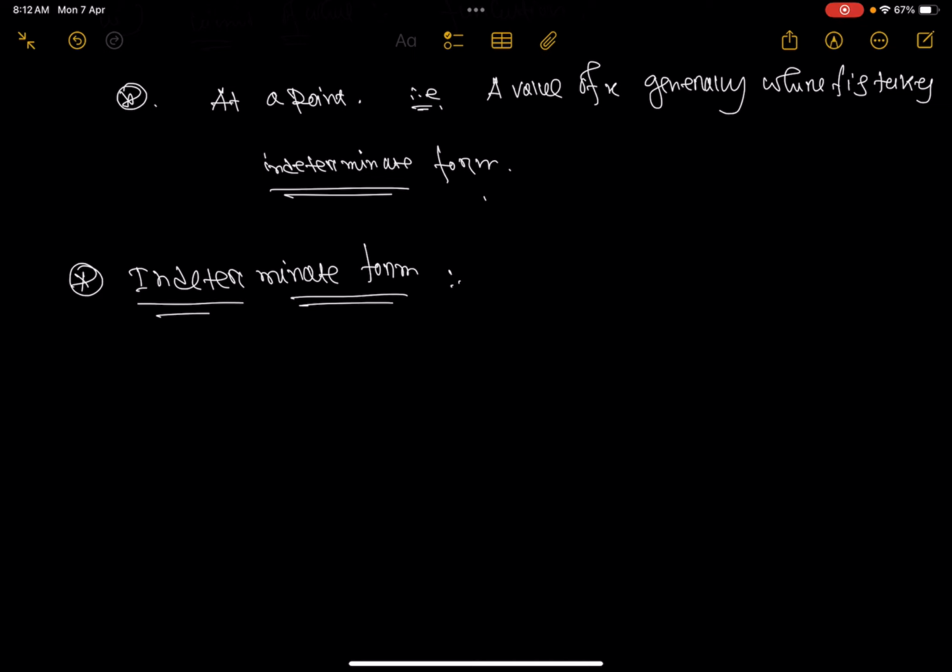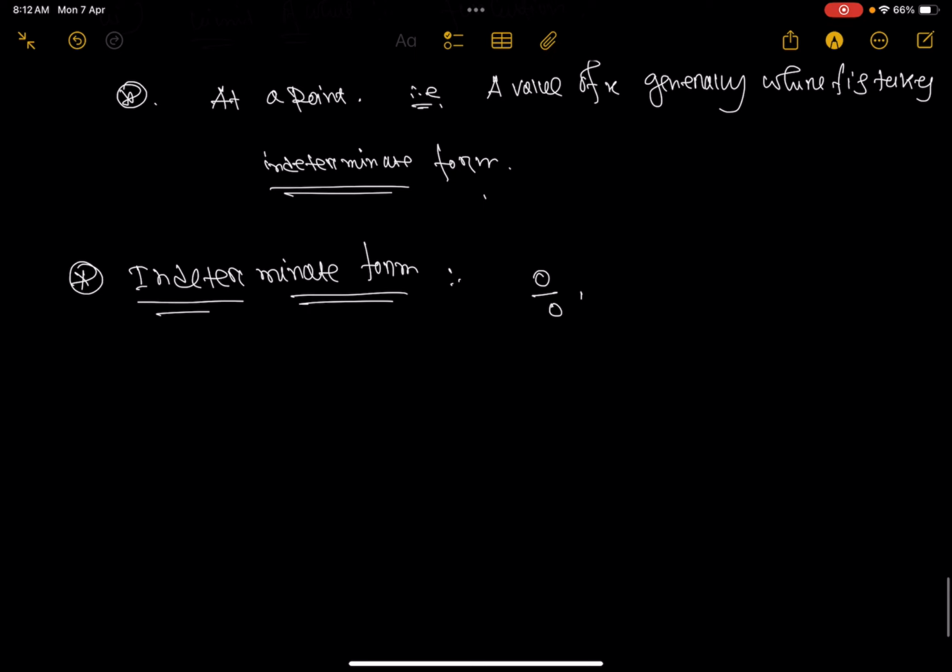Seven types of indeterminate form are given in the limit, which help us to solve every kind of problem. First kind is 0 by 0 form. This is called indeterminate form. Infinity by infinity, infinity minus infinity, 0 into infinity, 1 to the power infinity, 0 to the power 0, infinity to the power 0. These seven, first, second, third, fourth, fifth, sixth, seventh, are called indeterminate forms in limit.